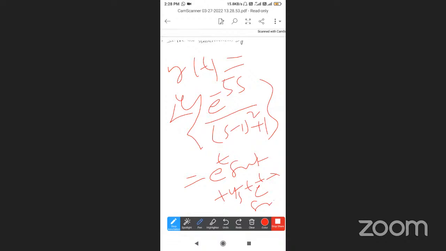On page number 234 we have the practice problems of delta of t minus 5. You can apply that the Laplace transform of delta of t minus 5 is e power of minus 5s.